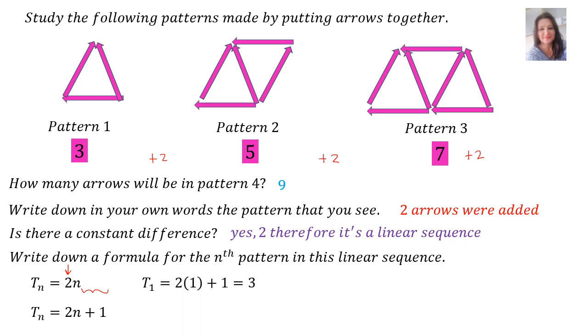Now let's check if we're right. Pattern 1, we want 3. And then it's the 2, the constant difference, n. 2 times 1 is 2 plus 1 is 3. Let's check pattern 2. The 2 is the constant difference. The n is the second term, which is 2 in this case. 2 times 2 is 4 plus 1 is 5. Yes, we are right. Therefore, the formula for the nth pattern will be Tn is equal to 2n plus 1.